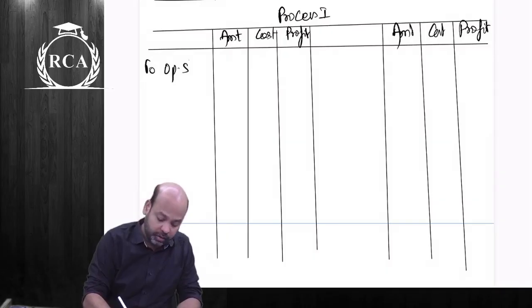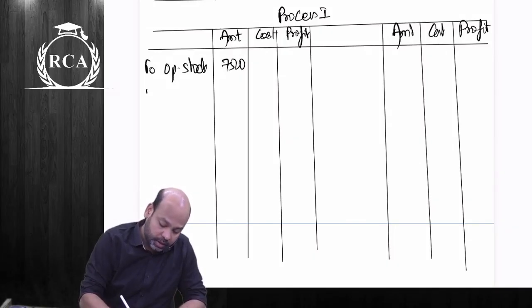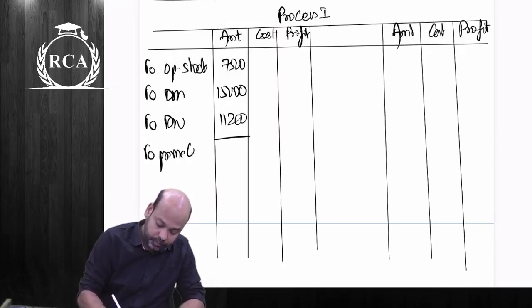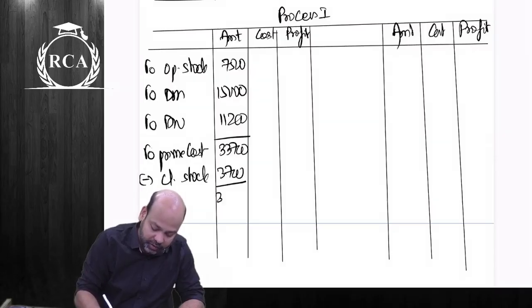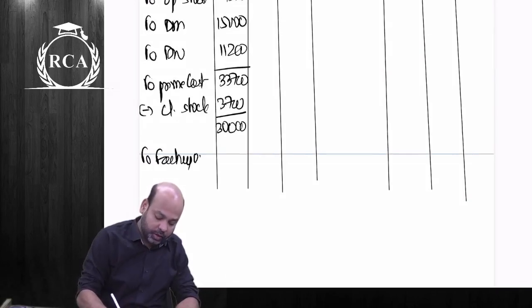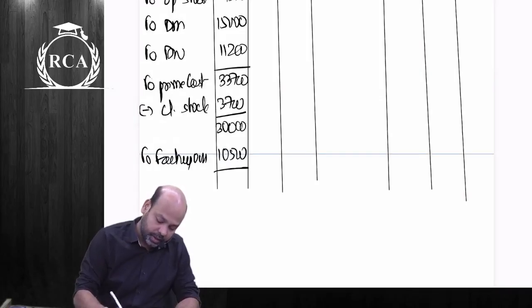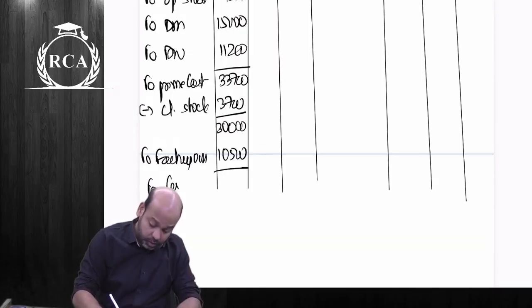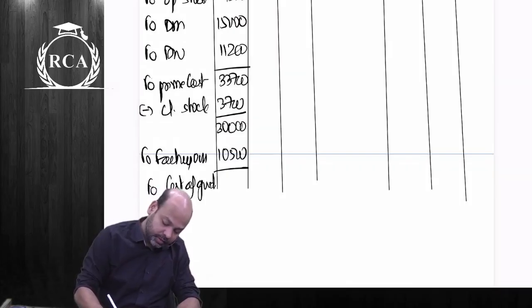What is the amount of opening stock, guys? 7,500. To direct materials, 15,000. To direct wages, 11,200. Up to here we got prime cost, which was 33,700. From this I'm going to deduct closing stock, which is 3,700. I will get prime cost of units transferred, 30,000. Then we wrote to factory overheads. The total amount was 10,500. You got cost of goods transferred, which is 40,500.